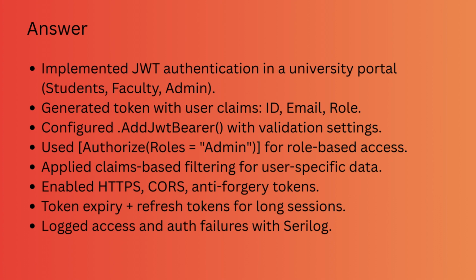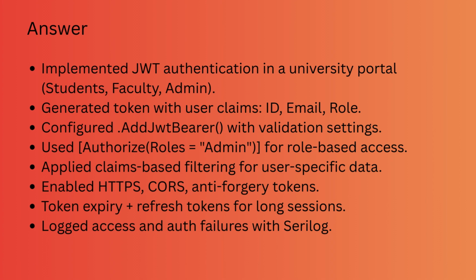Now, on the back end, specifically in the startup configuration, we enable JWT authentication using the built-in JWT bearer scheme. We also set up token validation parameters to check things like, is the token coming from a trusted issuer? Does it match the expected audience? Has the token expired? And is the signing key valid? We generate this signing key from a secure value stored in our configuration settings. That setup ensures only properly signed and trusted tokens can access protected resources.